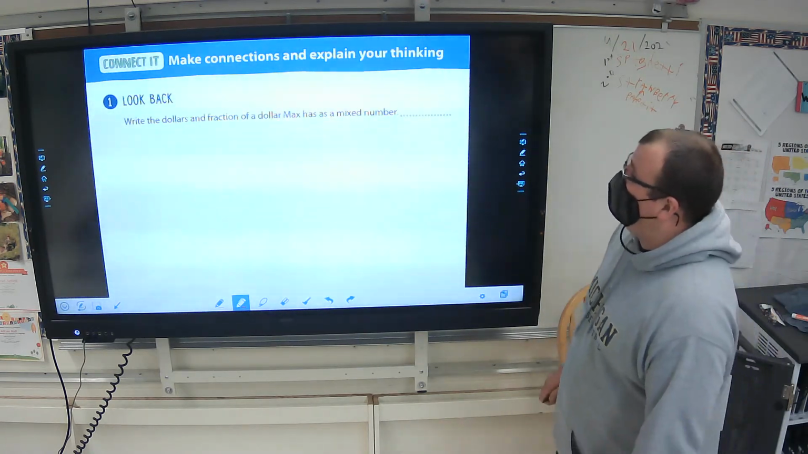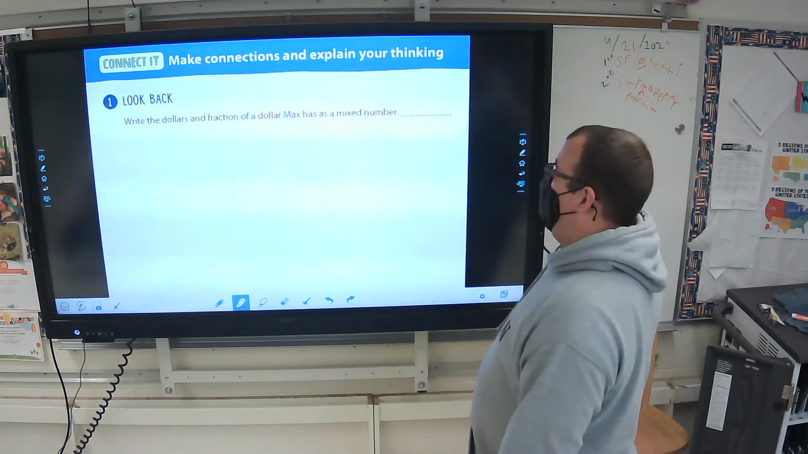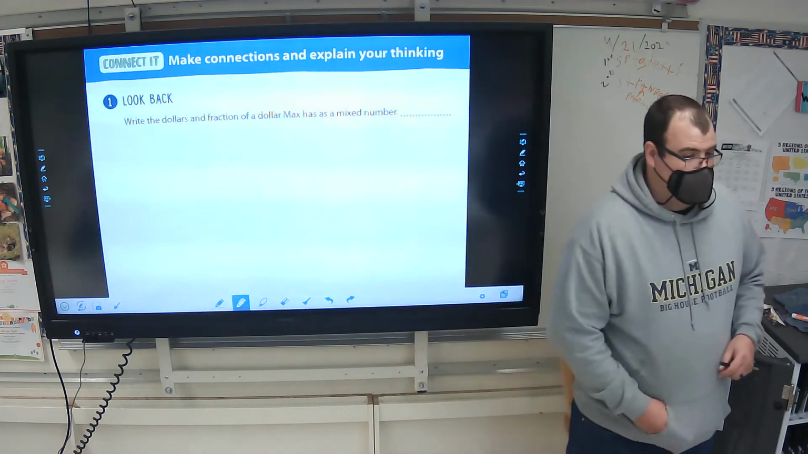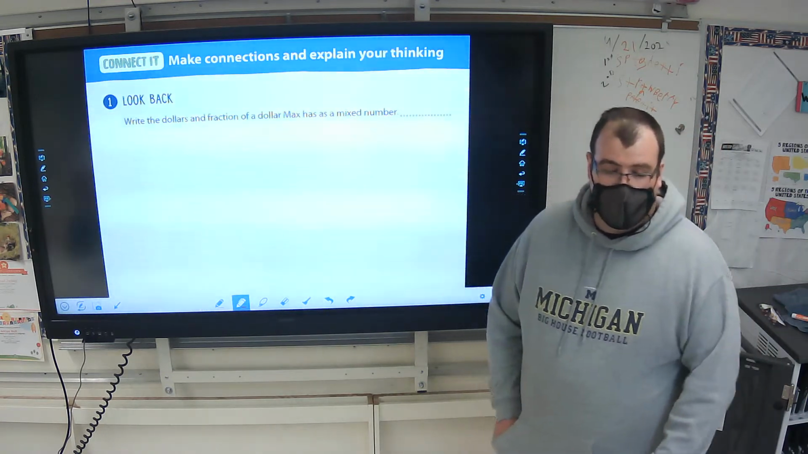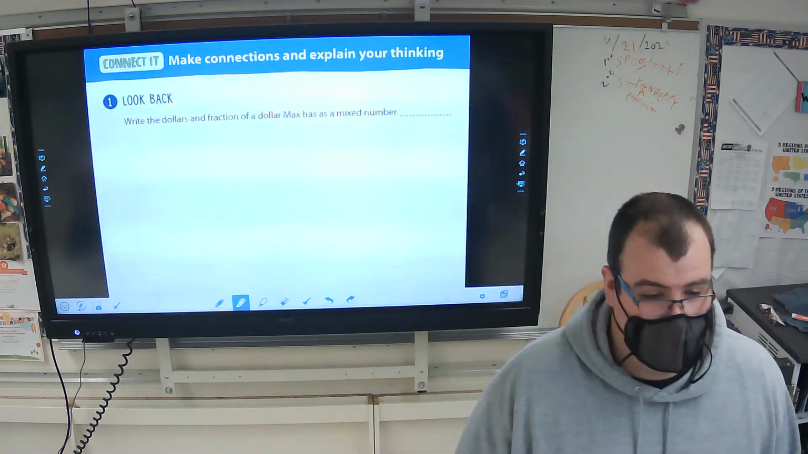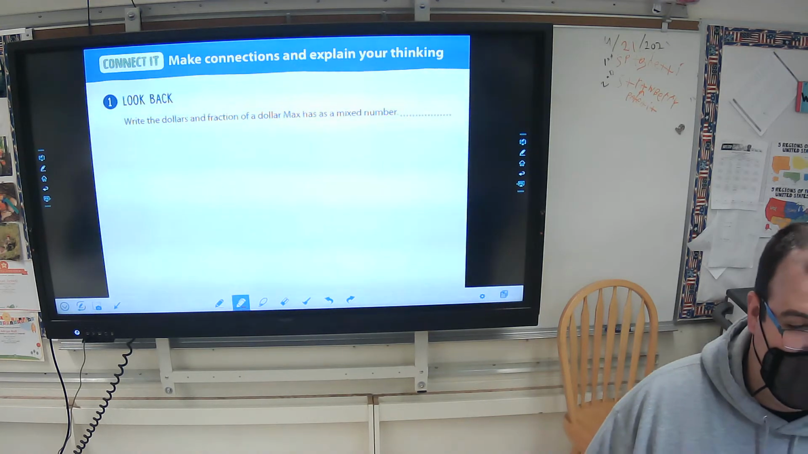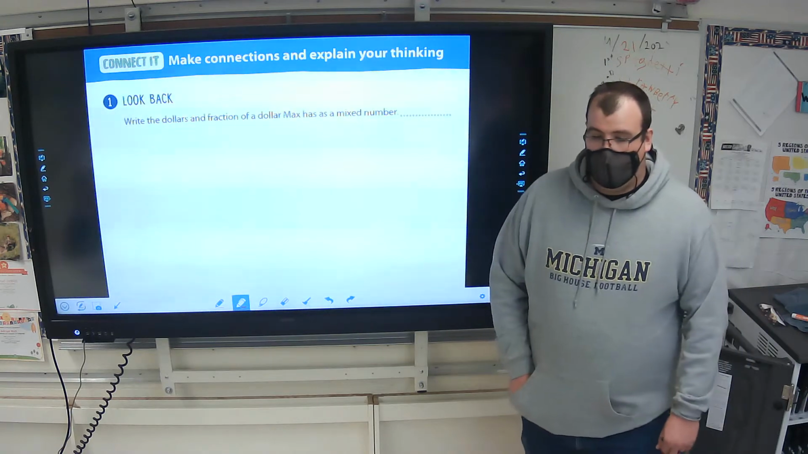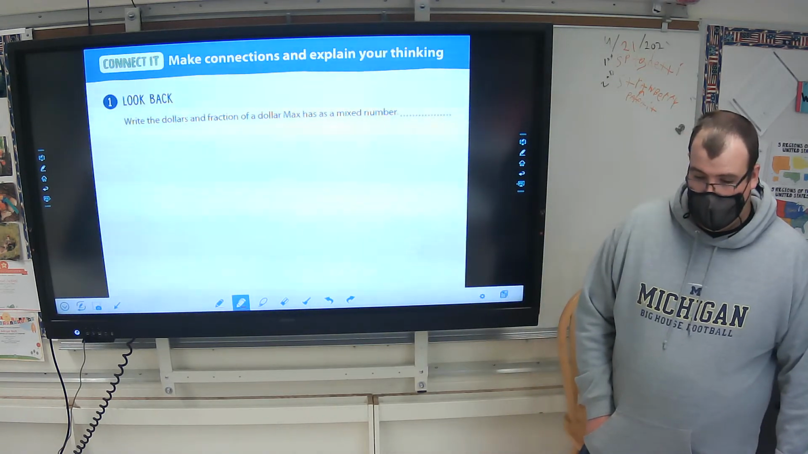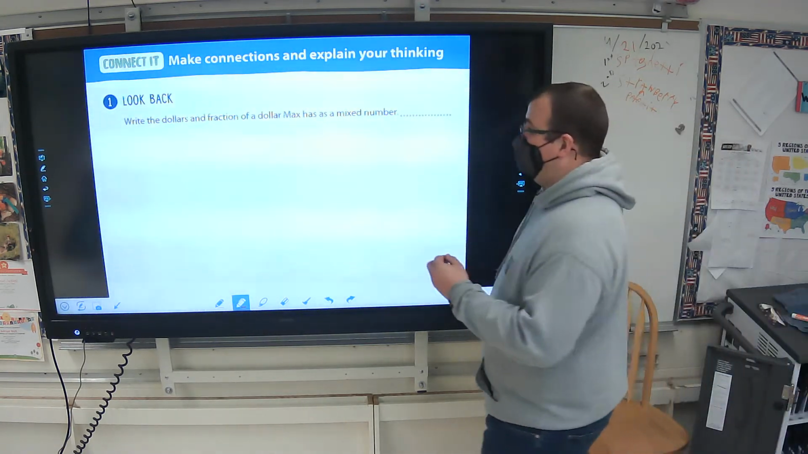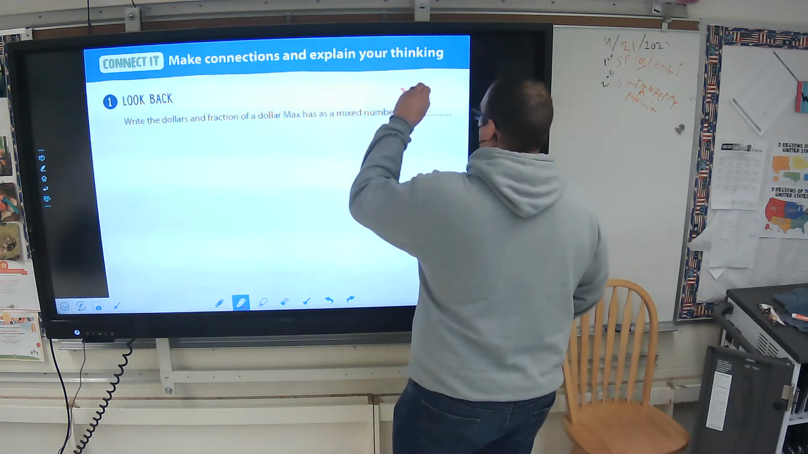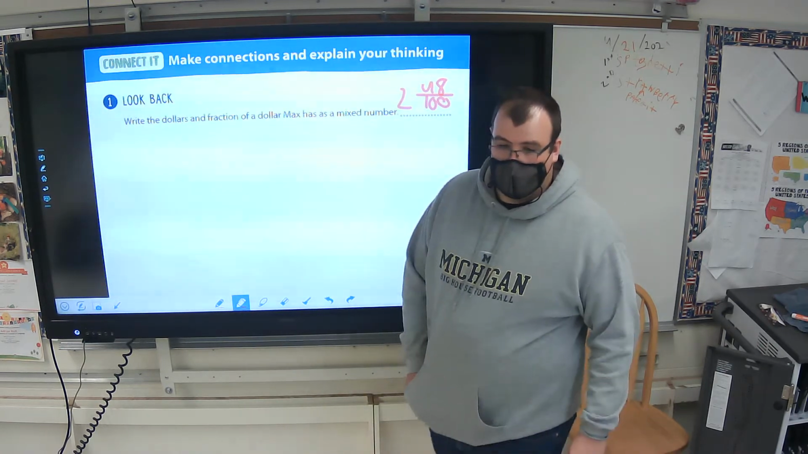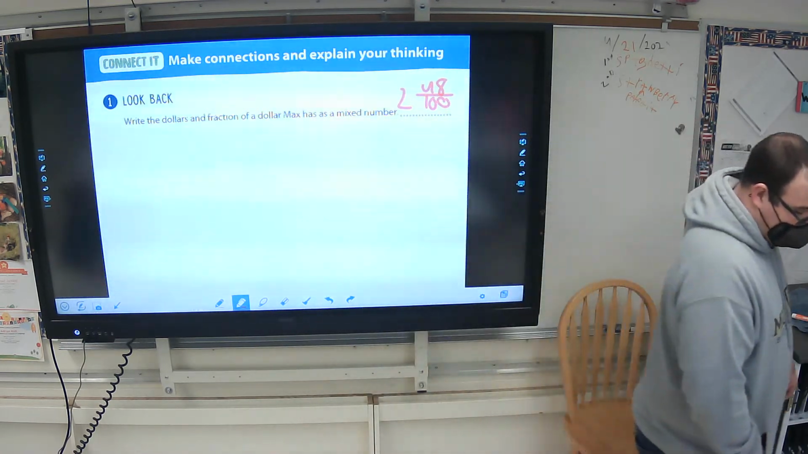Number one, looking back. Write the dollar and fraction of a dollar Max has as a mixed number. So what would the mixed number be for this fraction? What would the mixed number be for how much he has? Michael? 248 over. That's improper. They want it as a mixed number. Adrian? 2 and 48 hundredths, right? Makes sense? That's the mixed number, 2 and 48 hundredths.